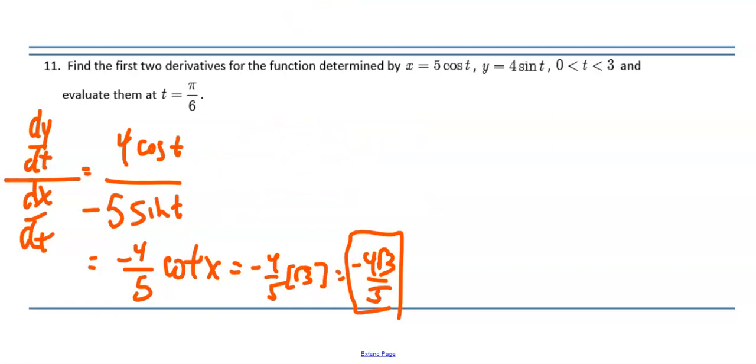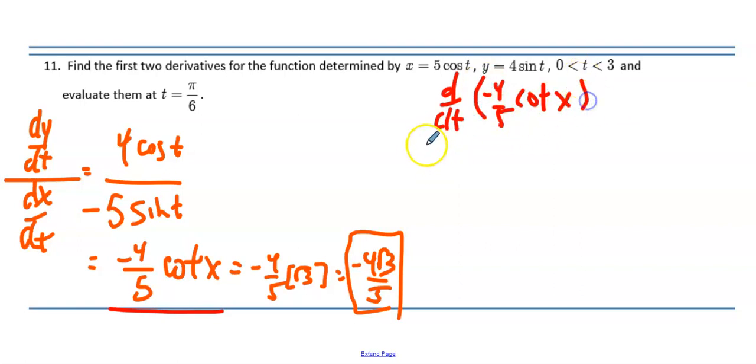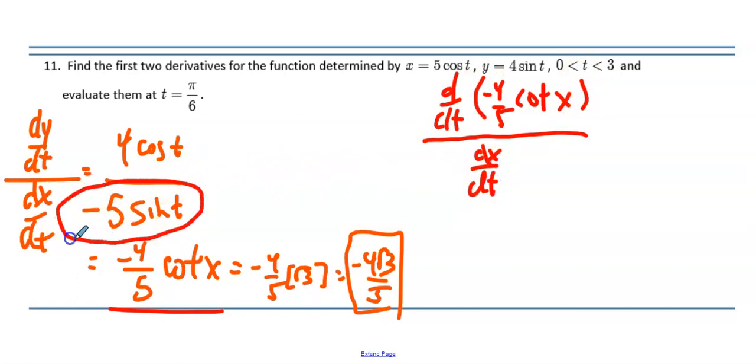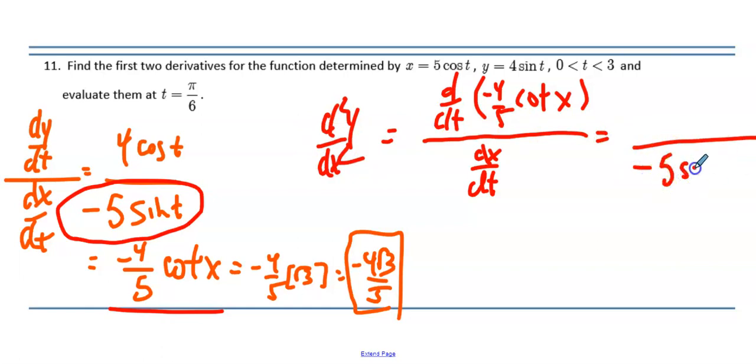Find the second derivative. So the first thing we're going to do is take the derivative with respect to t of negative 4/5 cotangent of t. And then we're going to also take the derivative of x with respect to t, which we've already done. It's sitting right there. So we already know that our denominator is going to be negative 5 sine of t. And I'm going to stress that with you guys, that it's going to be negative 5 sine of t.